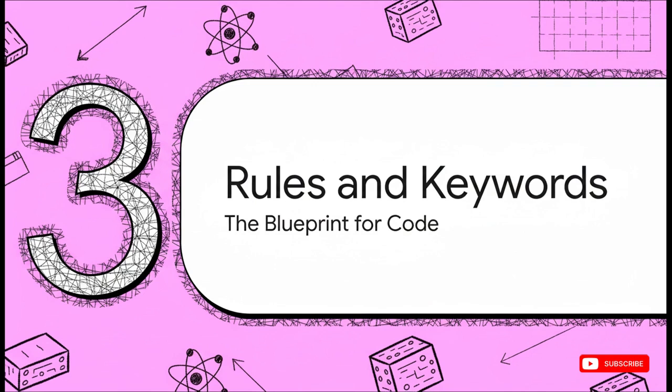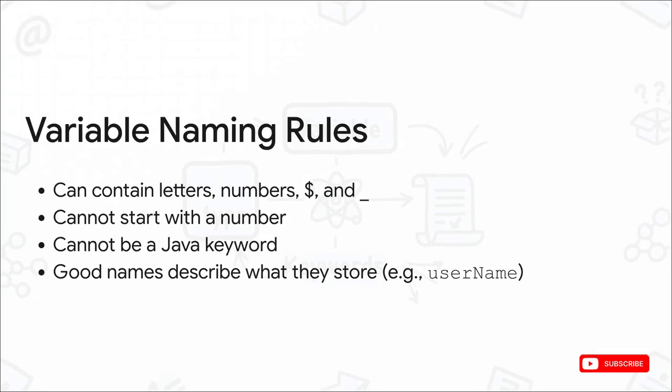All right, so we've got our boxes, and we know what we can put in them. Now we've got to talk about the rules of the game. Let's get into the blueprint for your code, the rules and keywords. When it's time to name your variables, Java's got a few simple rules you've got to follow. You can't start a name with a number, for instance, and you definitely can't use one of Java's special keywords, which we'll get to in a second.